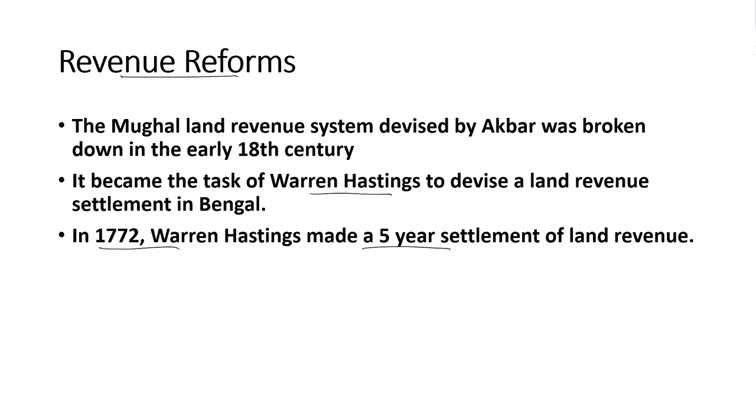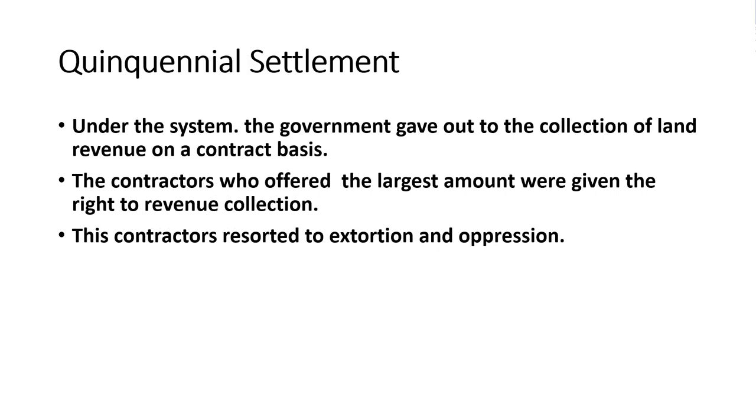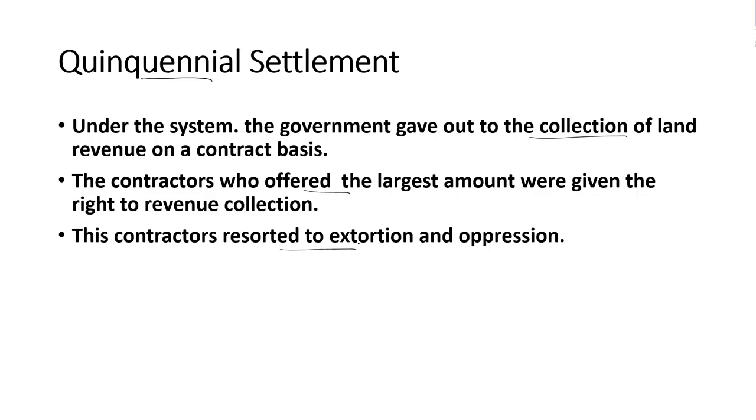the quinquennial revenue system, or a 5-year settlement of land revenue. This 5-year settlement came to be known as the quinquennial settlement because the settlement was made for 5 years. Under this system, the responsibility of the collection of land revenue directly from the peasants was given to contractors. Those contractors who offered large sums of money were given the contract of collecting land revenue directly from the peasants. These contractors engaged in the collection of revenue from the peasants and paid the British.